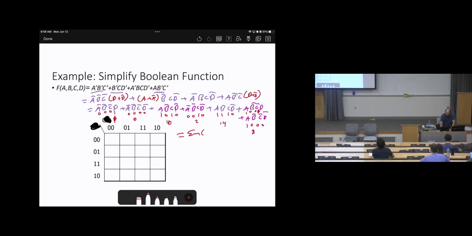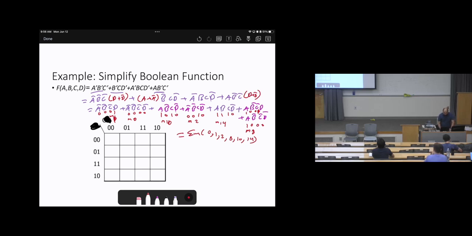Okay, so as a result, it will be including minterm 0. I can write m0, 1, 2. After that, we will go to 8, 10, and 14. Okay?